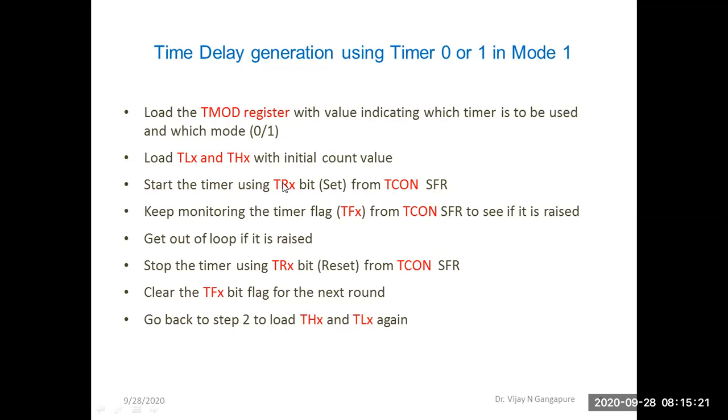After timer starts, count in TL and TH register will start counting up due to each pulse it is getting from timer clock frequency, which is generated from oscillator frequency. Oscillator frequency will get divided by 12, and that frequency pulses are used to increment the count in TL and TH register.